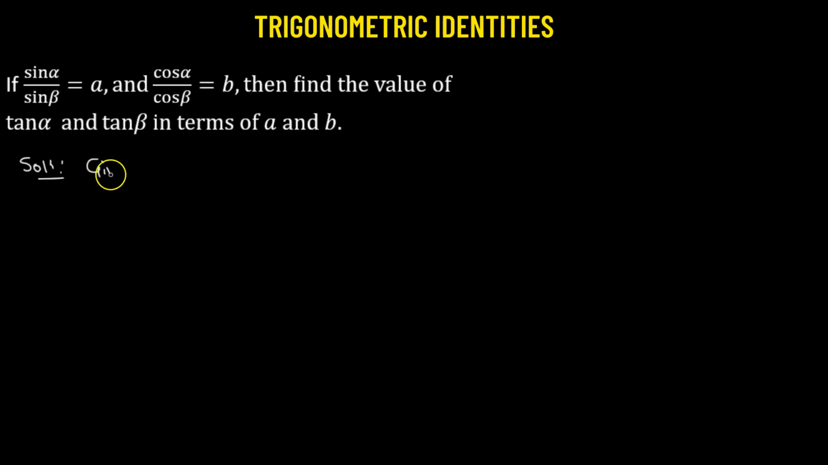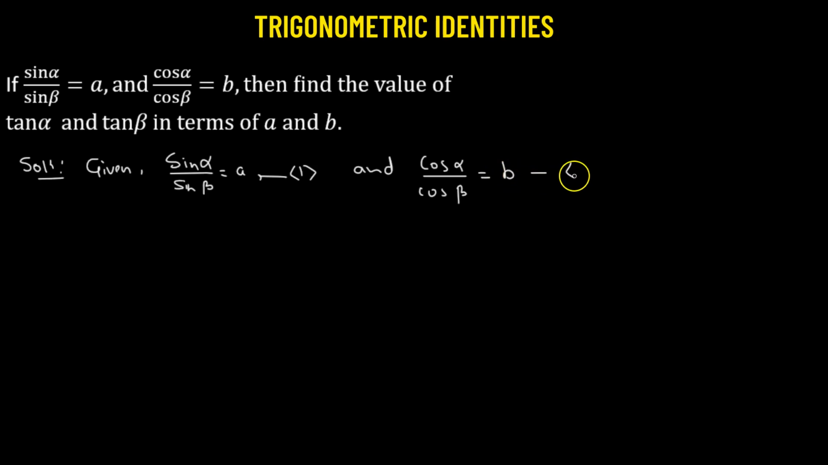First, we note down whatever we are being provided with. Here we are given sine alpha divided by sine beta. This ratio has a value of A. We're going to label this as number 1. Then we have the other ratio, cosine alpha divided by cosine beta, that's equal to B. We're going to label this as number 2. So let's do one thing. Let's divide equation 1 by equation number 2.